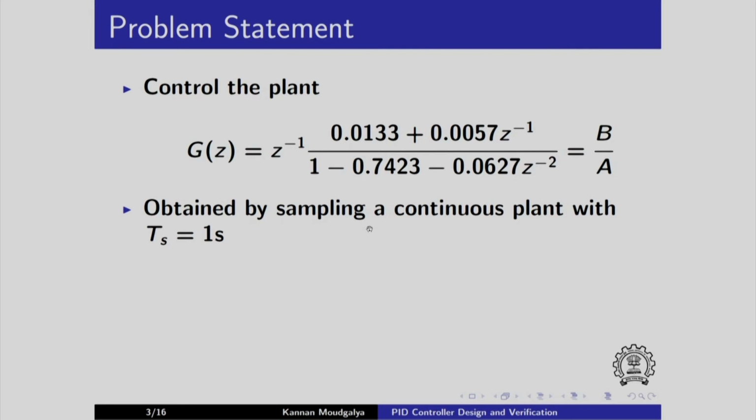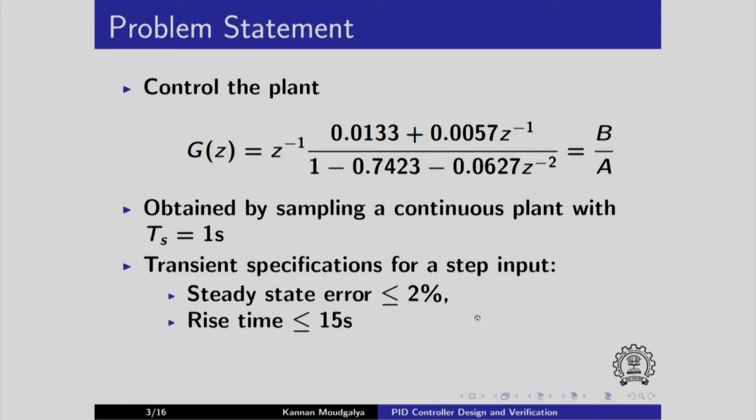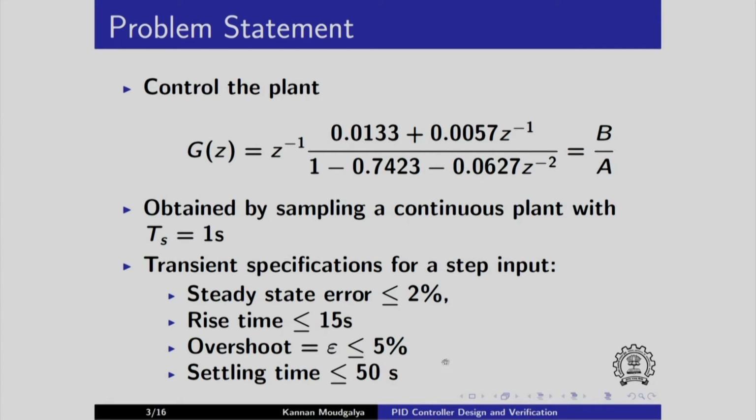Here is the problem statement. We are supposed to control this plant, which has been obtained by sampling a continuous plant with a sampling time of 1 second. Here are the transient specifications for a step input. I want the steady state error to be less than or equal to 2%, rise time to be less than 15 seconds, overshoot to be less than 5%, and the settling time less than 50 seconds.